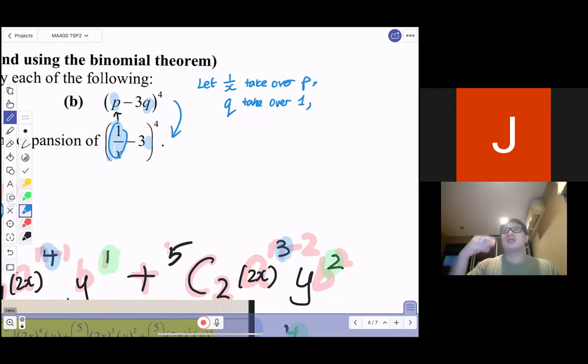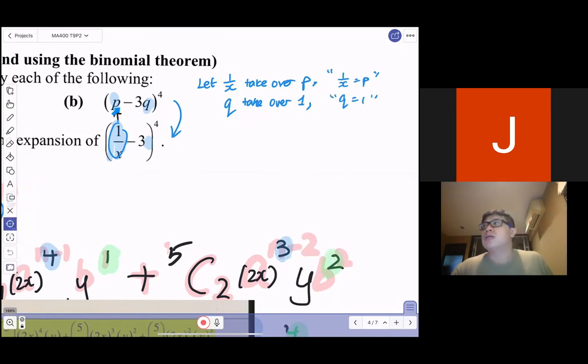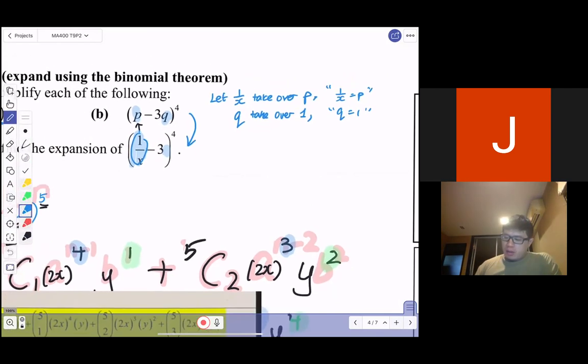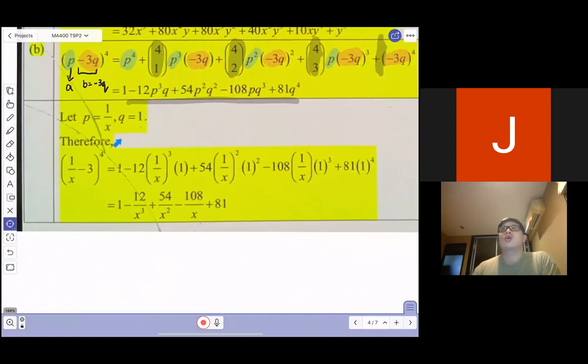I mean, you just let 1 over x equal P, and Q equal to 1. You can see that the moment I do that, this becomes the same as this. They are exactly the same. Once you do that, if I can replace the variable in the question, I can replace the variable in the answer as well. So simply remember what you said: 1 over x equals P, Q equals 1.